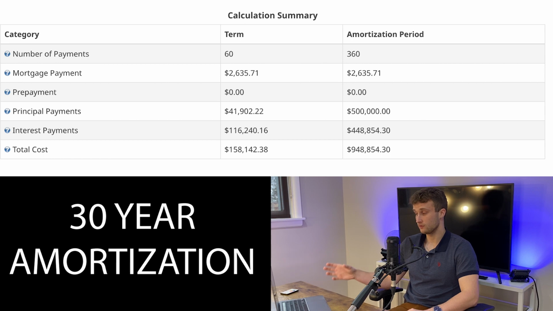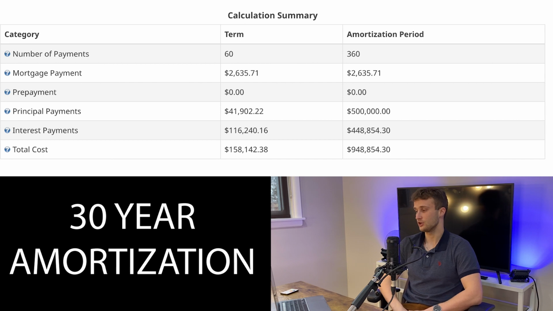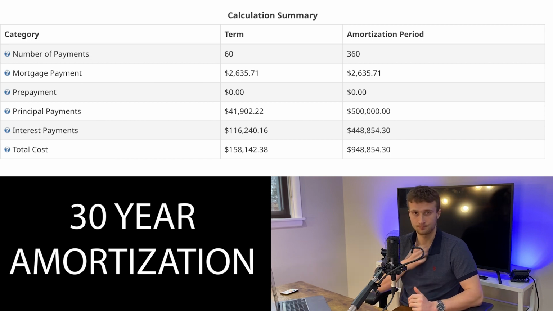Now let's look at the amortization period for that $500,000 mortgage. The interest throughout the full amortization of 30 years would be $448,854, and the total cost of borrowing for that $500,000 mortgage would be $948,854. So as you can see, that's almost double the mortgage balance you're paying overall.